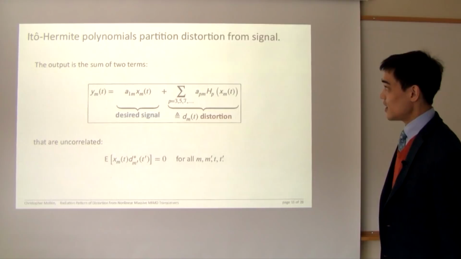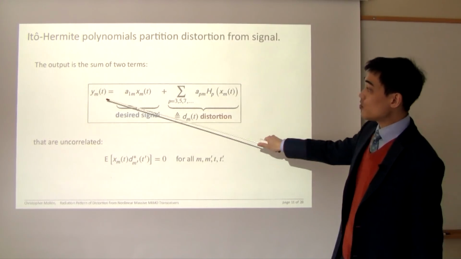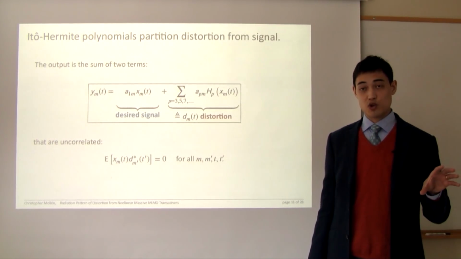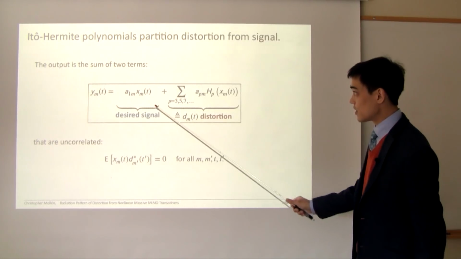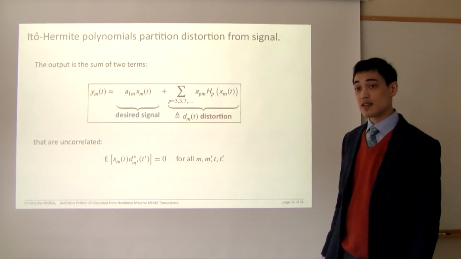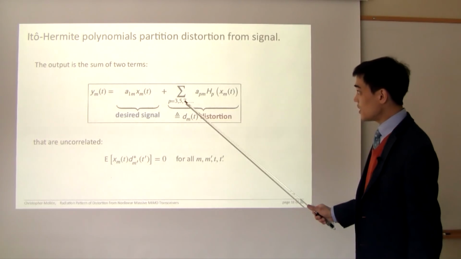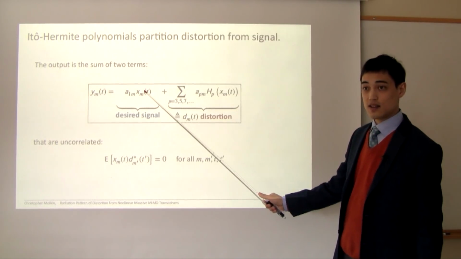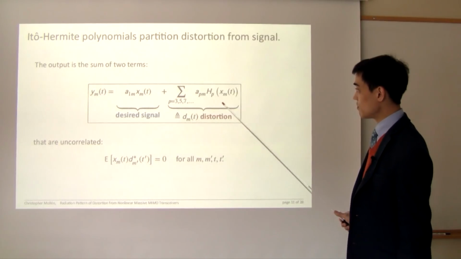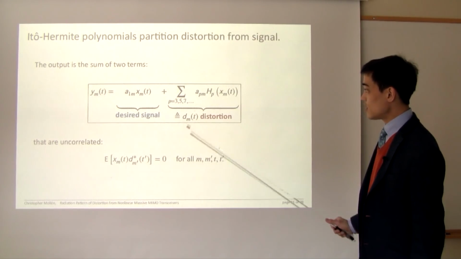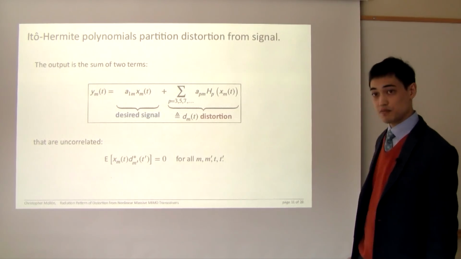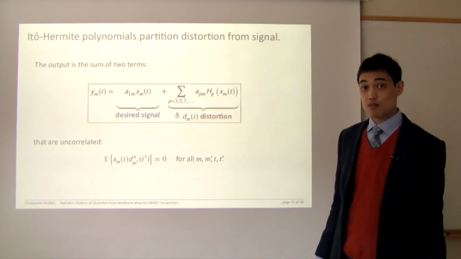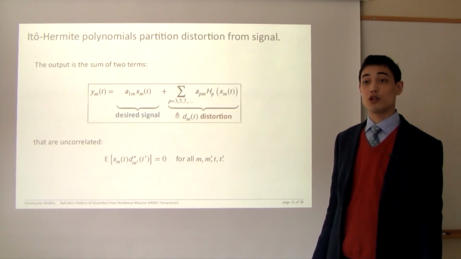The first thing is that we can split the output of the nonlinearity up into two terms. Remember that the first Ito-Hermite polynomial was just the input signal. That's the first term here, that we will denote as the desired signal. The other terms, which are orthogonal or uncorrelated to this desired signal, are all the higher order terms in the polynomial model. These terms we will denote as the distortion. And they will be uncorrelated to the desired signal because of the property the Ito-Hermite polynomials have.